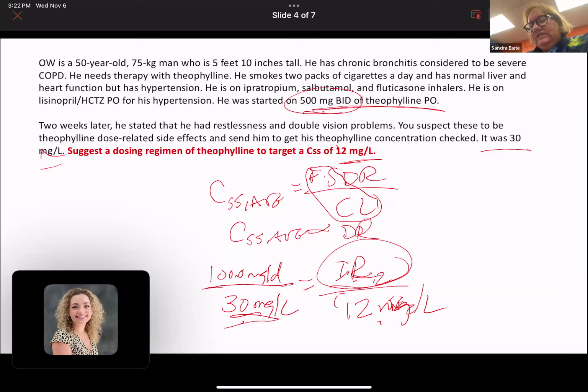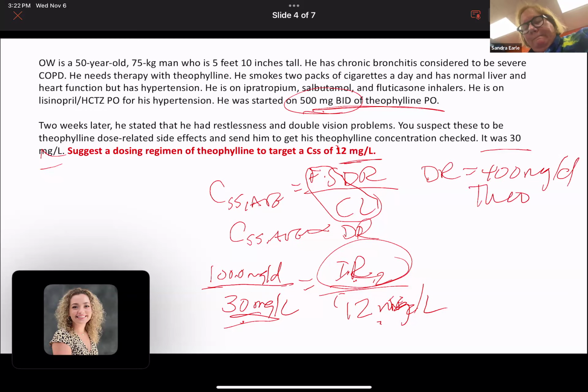And it's not hard. You just have to remember what you're doing and why you're doing it. So 1,000 times 12 divided by 30. And we know it's going to be less than half, right? I mean, I just look at this, I'm going from 30 to 12. If it were 15, I could just cut that in half, but it's going to be less than that. And so what I got for our new dose rate is 400 milligrams per day of theophylline.